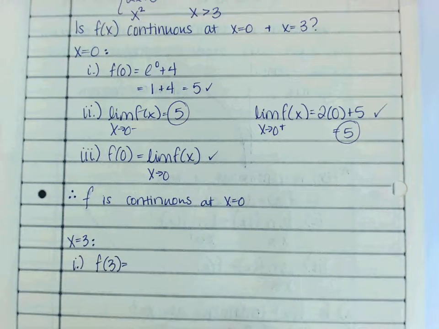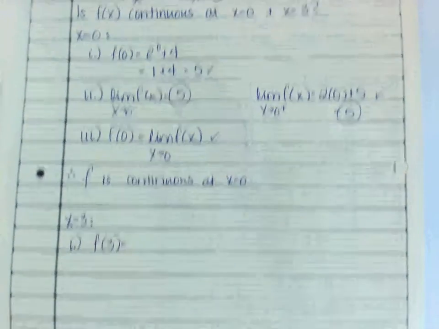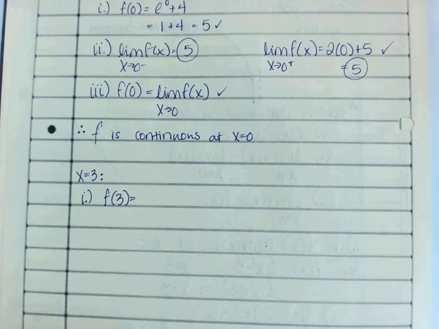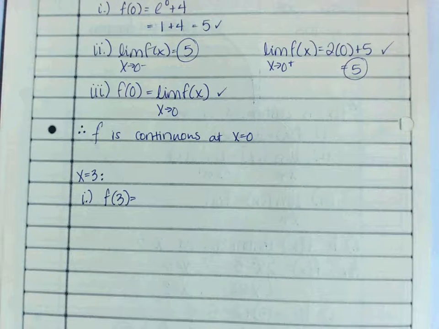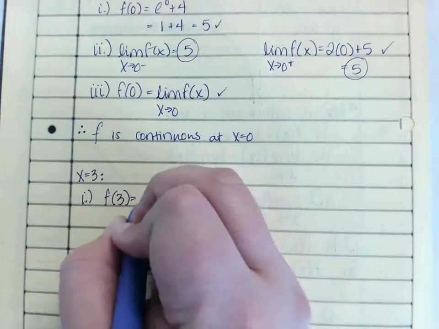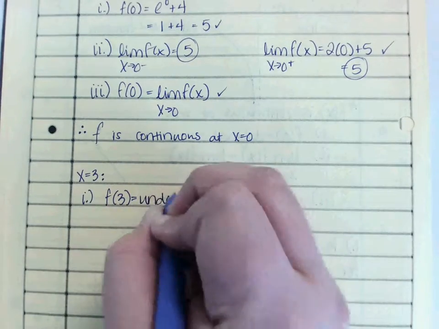Where will I plug into my piecewise? You're going to have to look on your paper. Where would you plug in? Nowhere. Where does it have an equal to for 3? Neither part. So is there an f of 3? No. Then what would you put? Undefined. Okay, so remember, limits are DNE, y values are undefined.